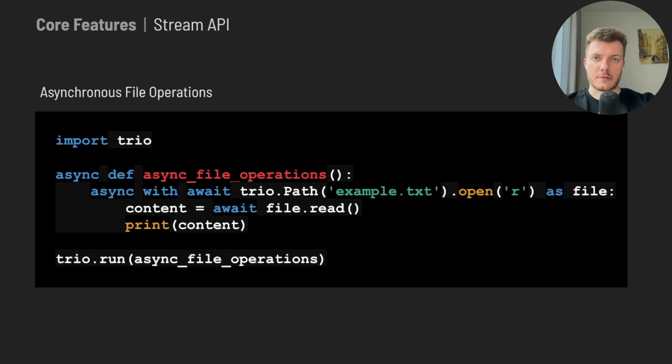Trio also provides robust support for asynchronous file system I/O. This example shows asynchronous file reading using the path object in Trio. Asynchronous file operations prevent I/O operations from blocking the main thread of execution. This technique significantly reduces latency in I/O-intensive applications.